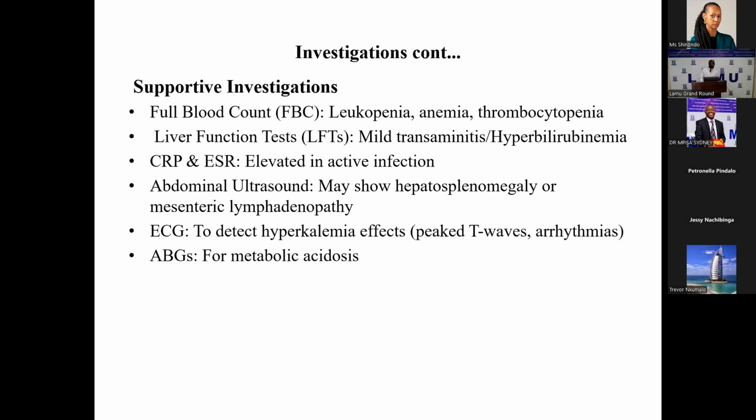We also do a C-reactive protein and ESR, which can be elevated in active infection. Under imaging, abdominal ultrasound can show hepatosplenomegaly or mesenteric lymphadenopathy. With the ECG, you can look for the effects of hypokalemia, such as peaked T waves and arrhythmias. And lastly, we do arterial blood gases showing metabolic acidosis in AKI. That marks the end of the investigations.